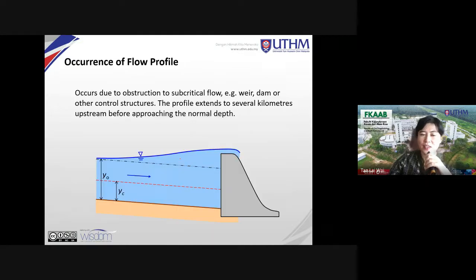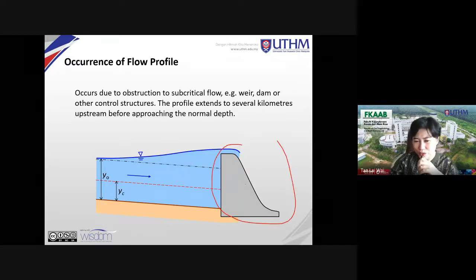Now, there are actually a few slides that show a lot of examples where this gradually varied flow will occur. Due to obstruction of a weir or dam, it obstructs the flow. Initially, if there's no obstruction, if there's no structure here, the flow will just flow in the condition of uniform flow. However, if you put an obstruction, water will pile up. Then once it overflows, of course, there will be a backup of flow. Then this part here is gradually varied flow.